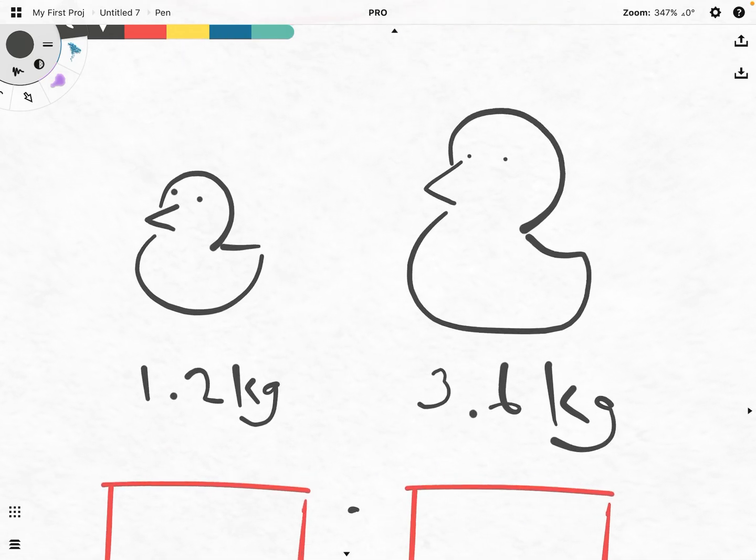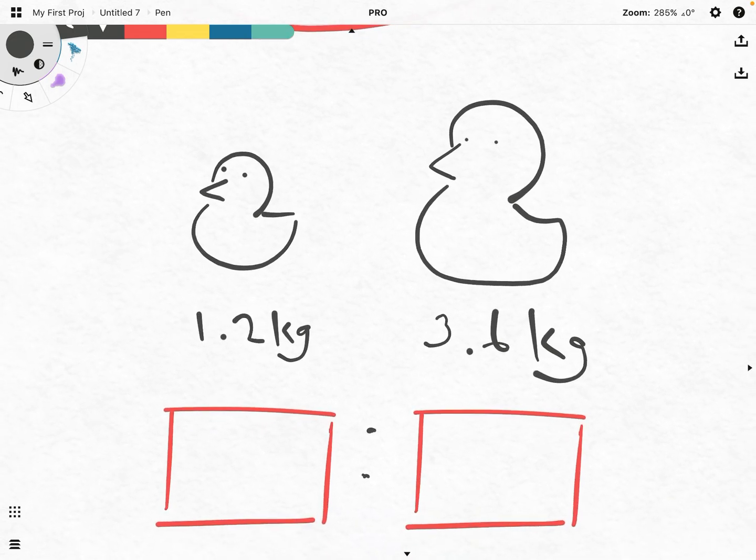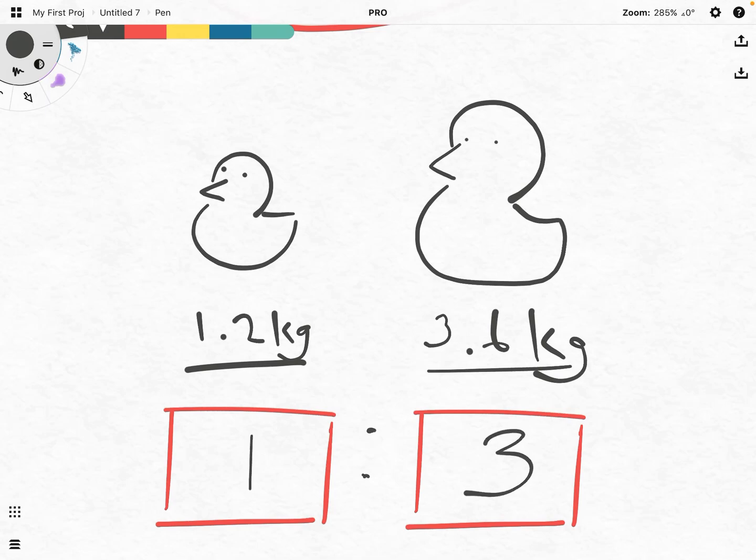So for example, let's look at these two ducks over here. The duck on the left has a mass of 1.2 kg, while the duck on the right has a mass of 3.6 kg. If I were to ask you what is the ratio of their two masses, you would tell me that the ratio goes something like 1:3. Notice I have got rid of all the masses. No more kg involved, it's just purely a ratio 1:3.